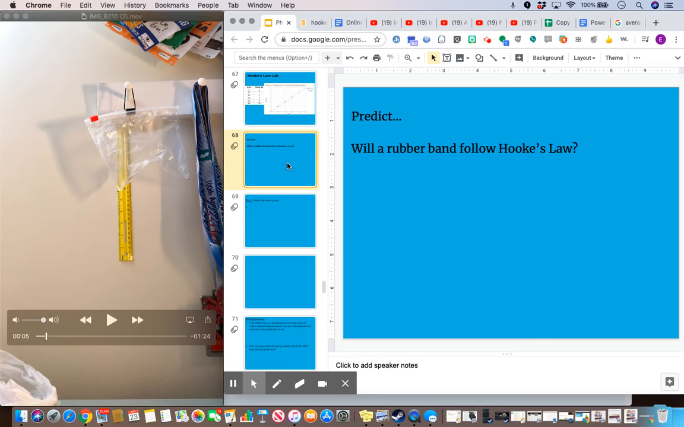Okay. If you intend to write a lab report as a portion of your choice board, which will be an assessment, you will need to have this in if, then, because format. So I suggest that you take the time to translate that prediction into a hypothesis statement.